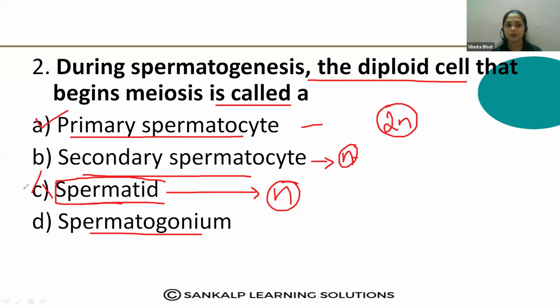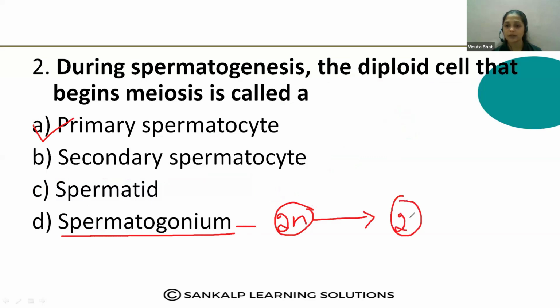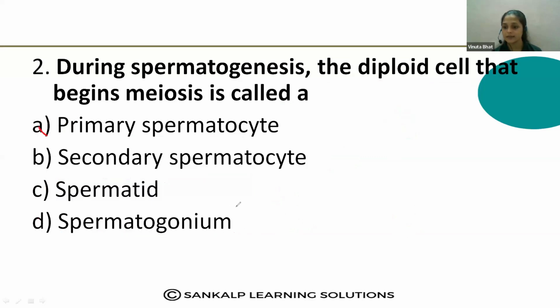That is primary spermatocyte. And the spermatogonium cell is also diploid, but it is not matured, right? Spermatogonium is not a matured cell. When it undergoes maturation, it forms the primary spermatocyte. So spermatogonium is not the correct answer. Option A is the correct answer.